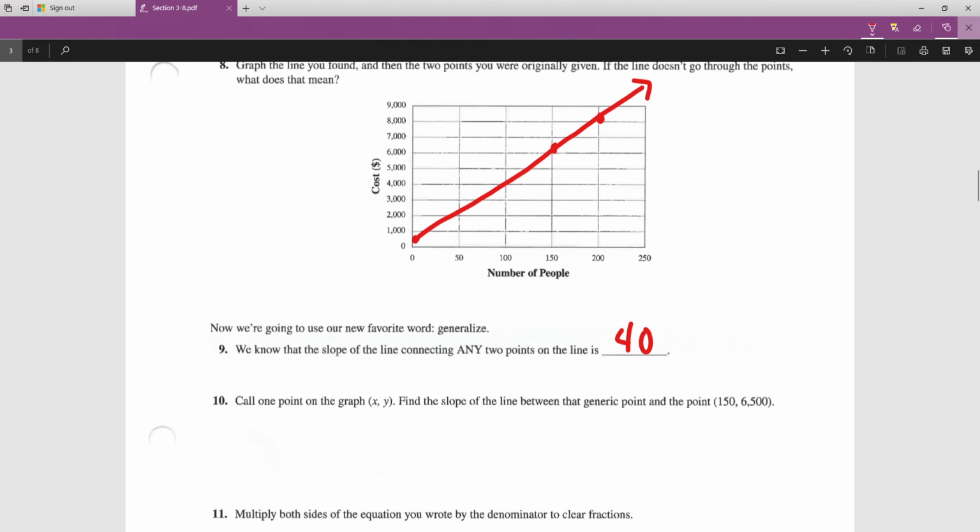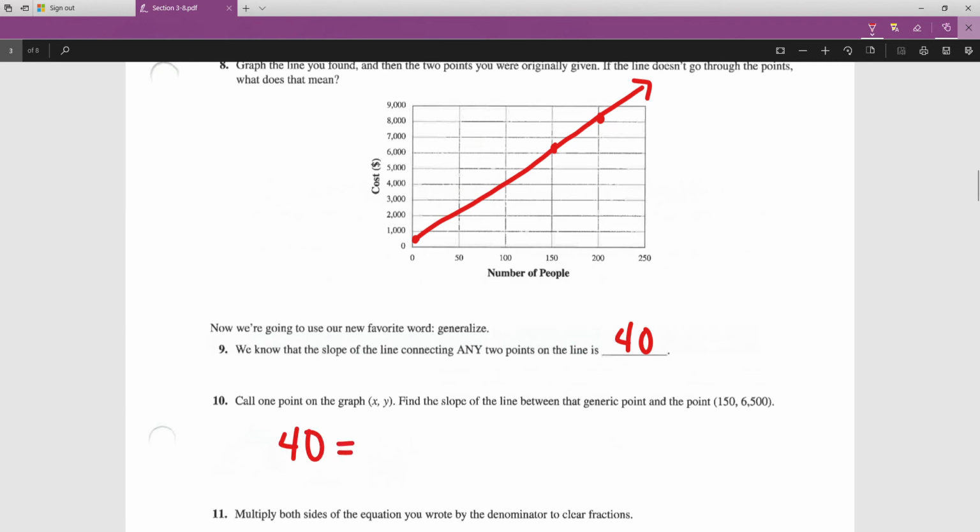If we call one point on the graph x and one point on the graph y, then we can find the slope between that generic point and the point 150, 6500. What that means is a little tricky to understand. We're really using that slope formula, m equals the change in the y values over the change in the x values. But instead of writing m, I'm going to write 40. So we already know that.